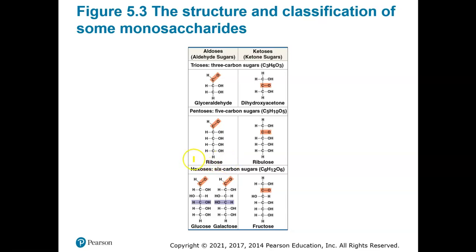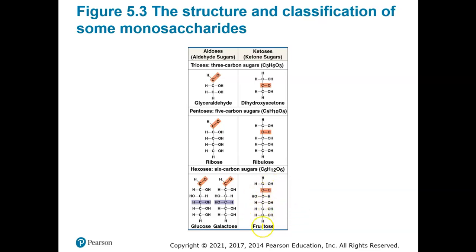But ribose is the sugar that's found in RNA, which is one of our nucleic acids. The other one is deoxyribose, and that's the sugar found in DNA. So we have pentoses, or 5-carbon sugars, and then we have hexoses, or 6-carbon sugars. Glucose is a 6-carbon sugar, and galactose is a 6-carbon sugar. So these are all monosaccharides.